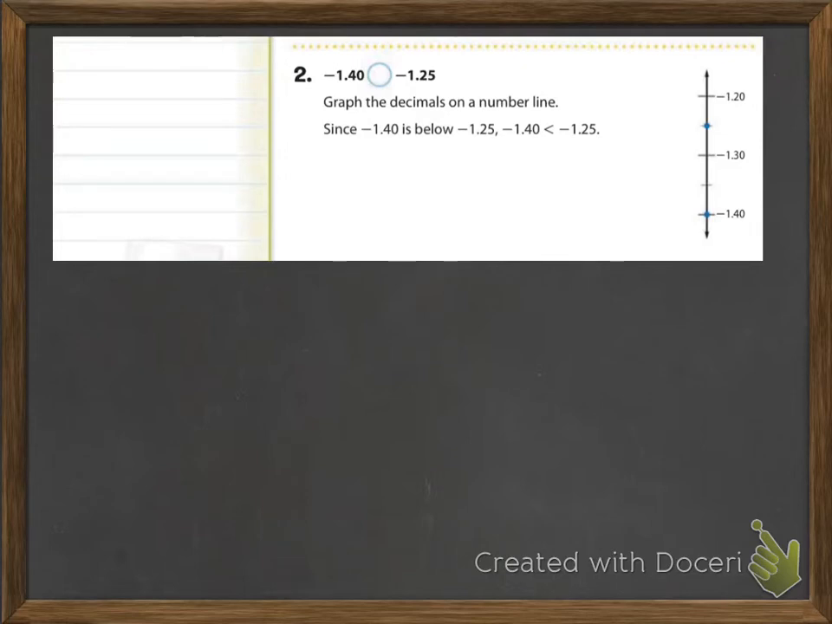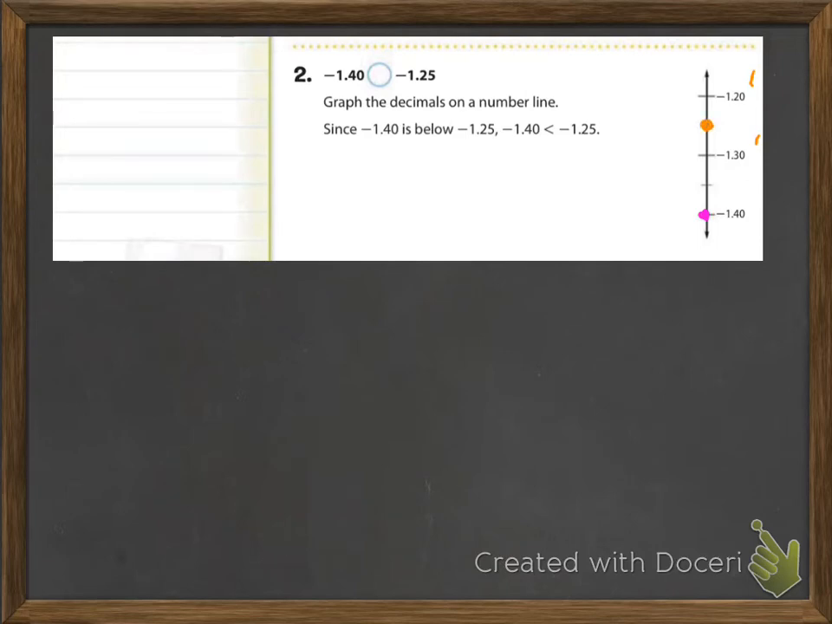Now we check and we see both numbers are negative. So this is where it gets a little bit more interesting. Now we definitely need to use the number line. So we're going to plot the points here. The ones they gave us are negative 1.40. So we're going to go ahead and put that dot right there. And negative 1.25. Now you have to think about this because you have negative 1.20 and negative 1.30, so that's why this is going to go halfway in between those.